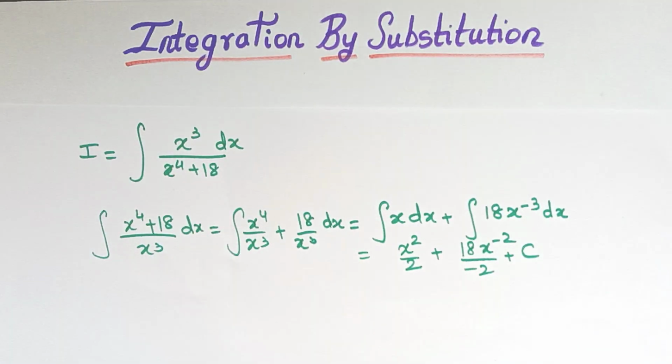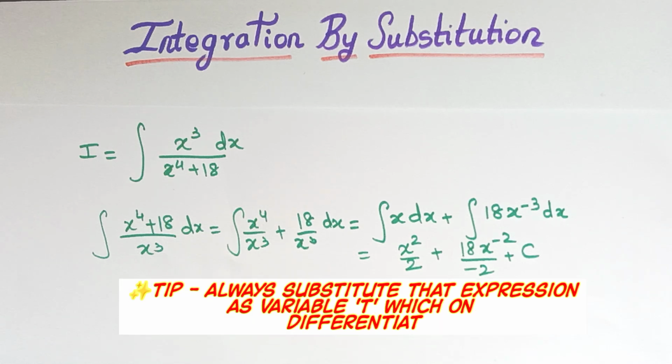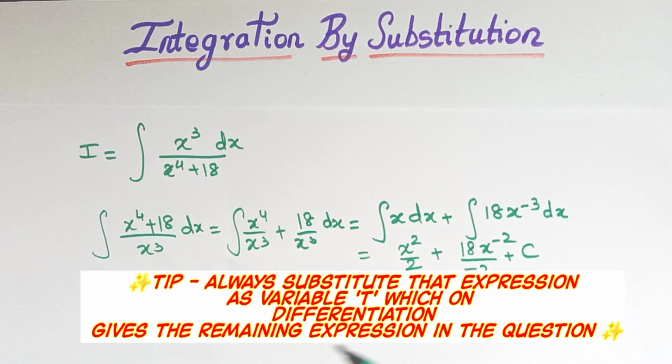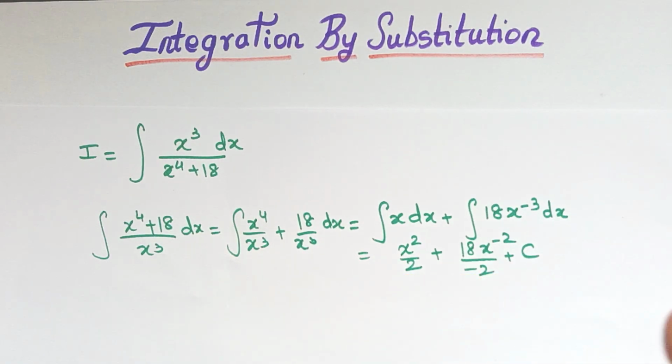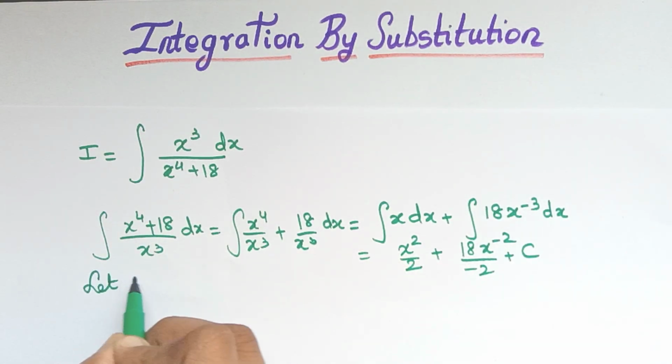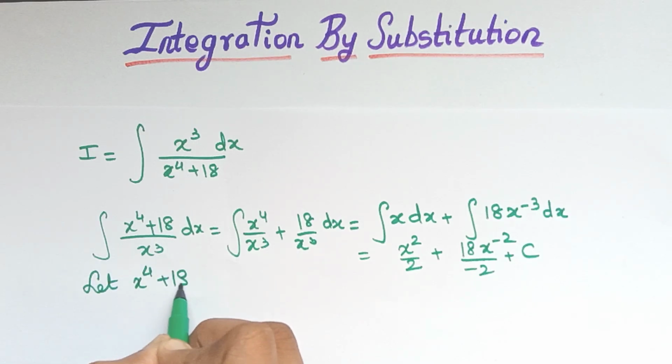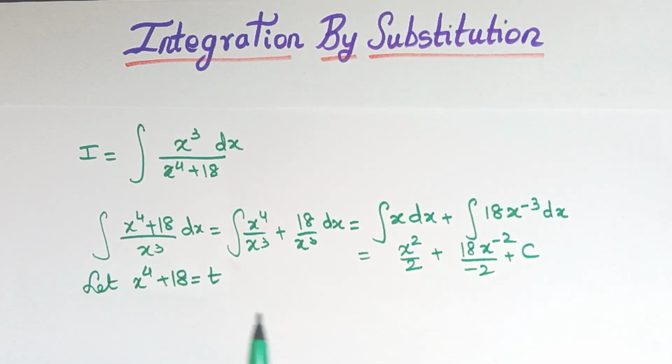So which expression should I substitute as t? There are two expressions here. An important tip here is to always choose that expression as t which on differentiating will give you the remaining expression in the question. Even if you don't understand this now, just follow me. You will understand this very soon. So I will say let x raised to 4 plus 18 be the variable t. So I am substituting this as t.